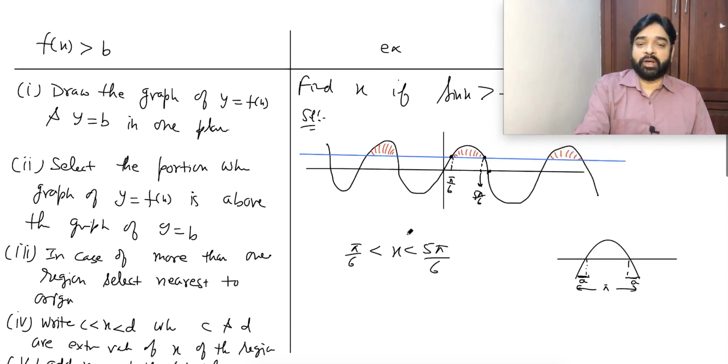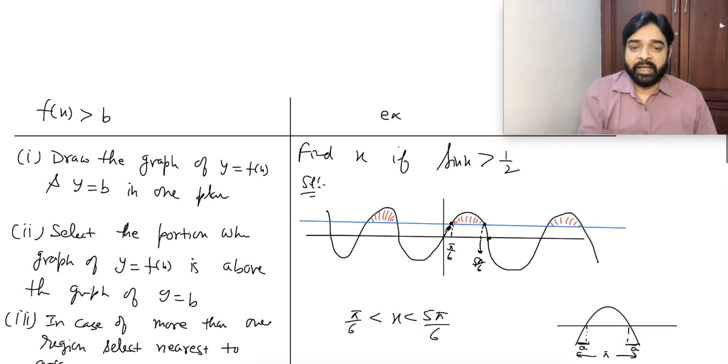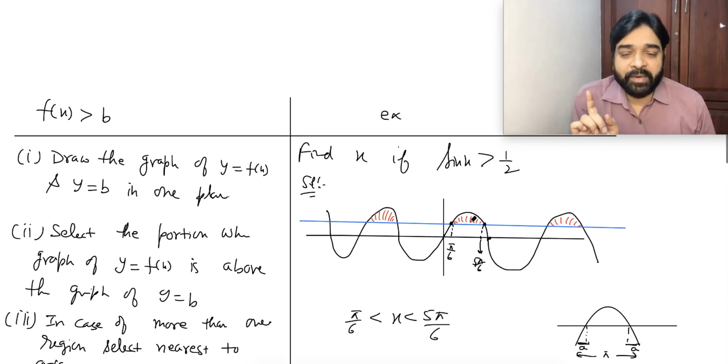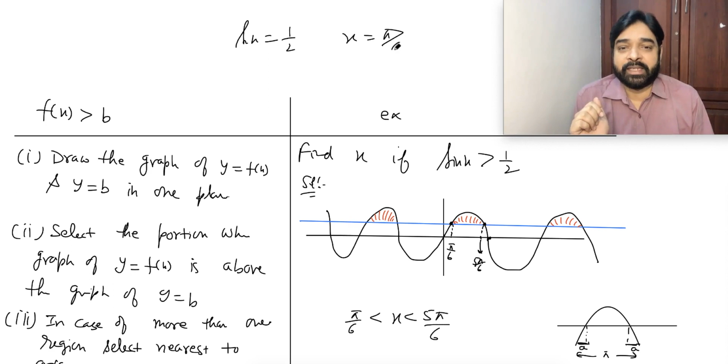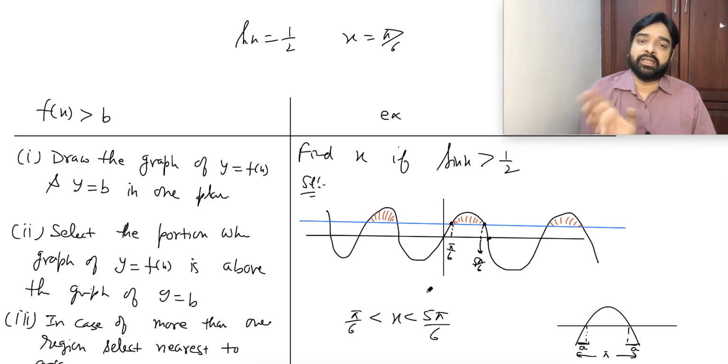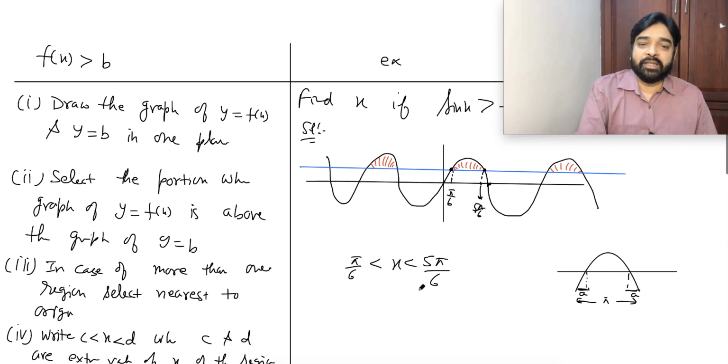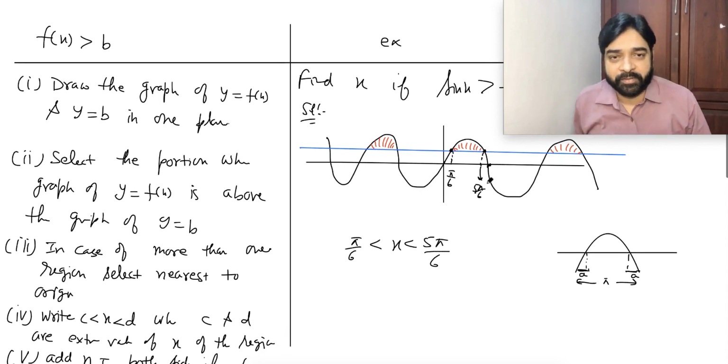Why so? Because this area represents only one portion where sin x is greater than half. This is the one portion we got. Suppose somebody says sin x equal to half and you said the answer is x equal to pi by 6. Is it a wrong answer? No, it's not a wrong answer. It's an incomplete answer. Same way, this is not a wrong answer. It's an incomplete answer because there are other solutions. Why other solutions? Because this function is a periodic function.